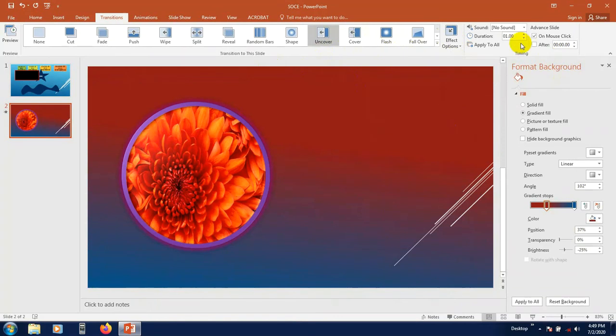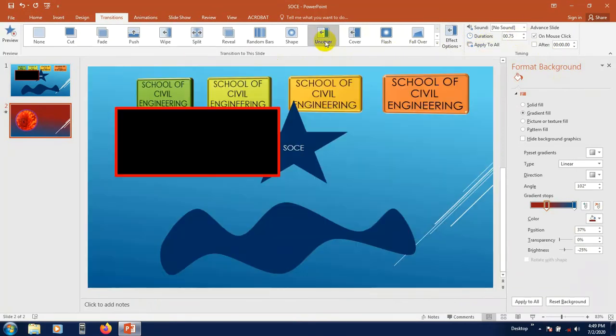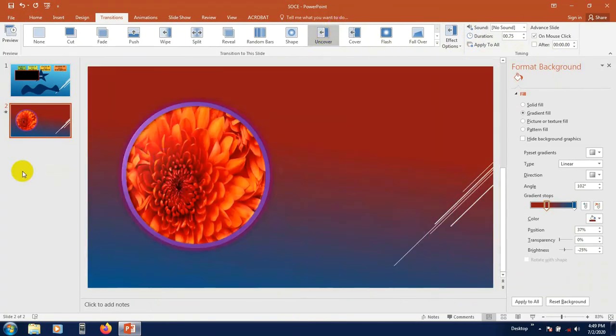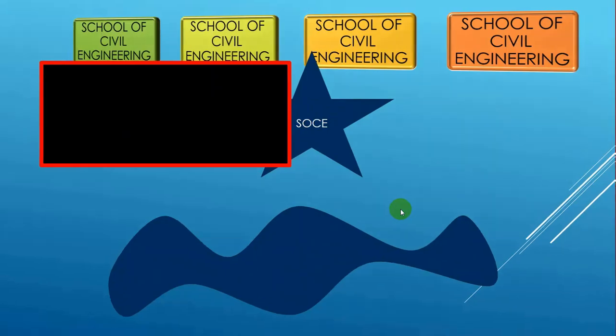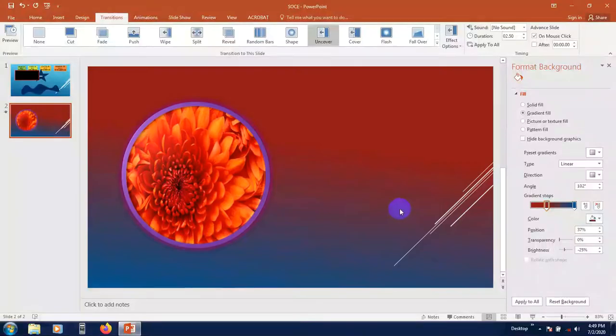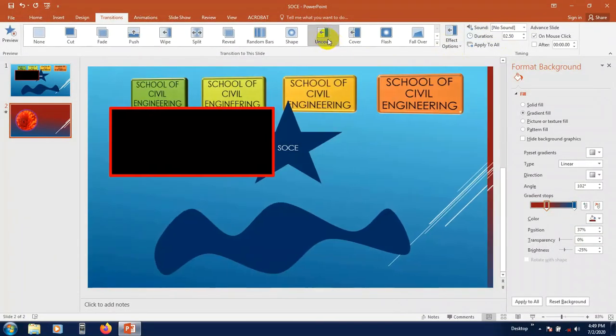You can also change its duration. Suppose if you click here, see that it's moving very fast, but if you increase that to 2 seconds and open that, just see, it's moving much more slowly. So here actually you can set its time.